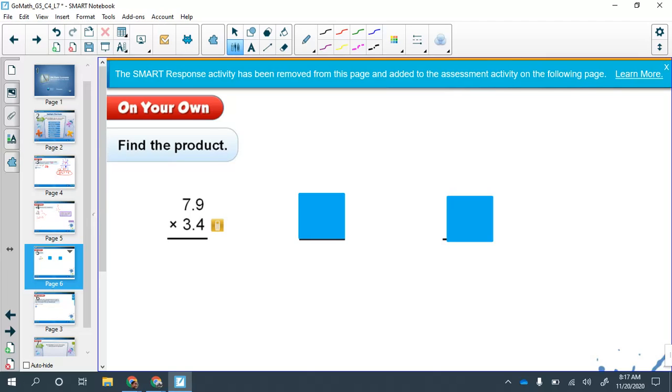I'm going to start off by moving this decimal out once, moving this decimal out once. So I've moved my decimal out 2 times. Now I'm ready to multiply. 4 times 9 is 36. 4 times 7 is 28, plus 3 is 31. Remember my placeholder. 3 times 9 is 27. My 2 up here. 3 times 7 is 21, plus 2 more is 23.